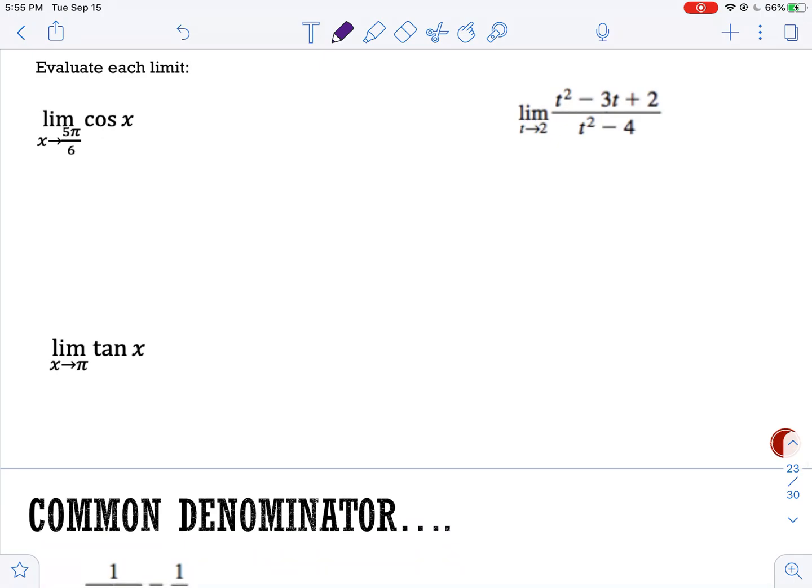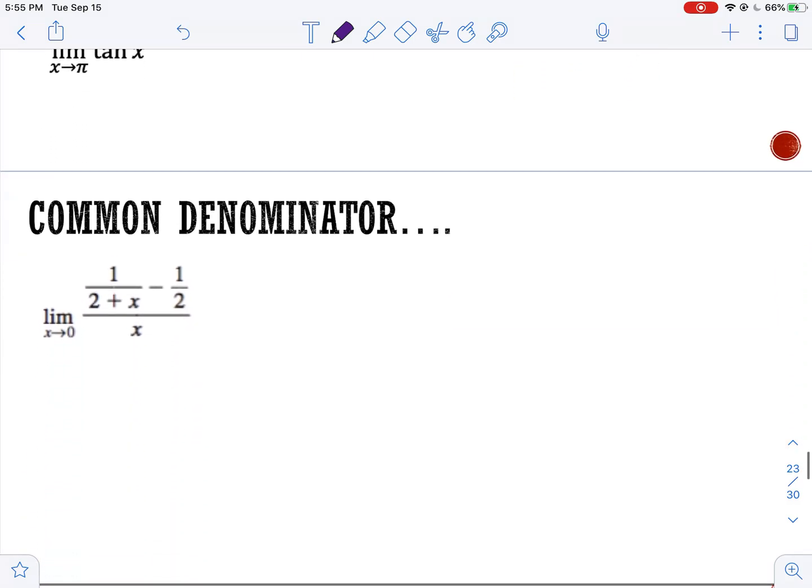All right, you guys try these 3 limits, and you can check your work against the finished notes from class today.